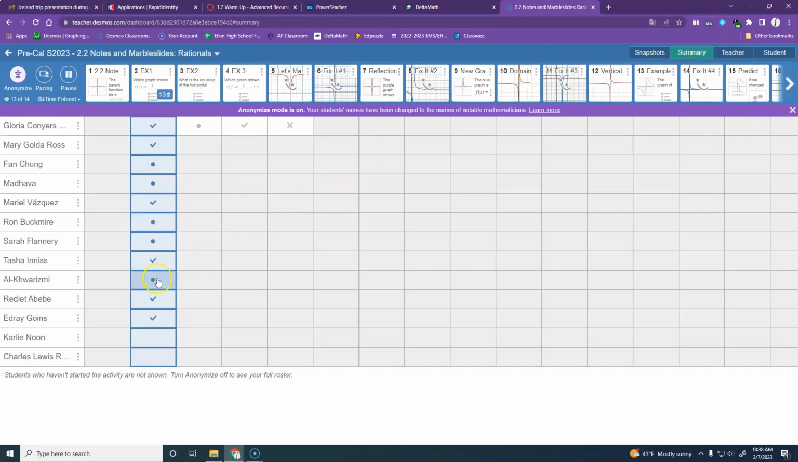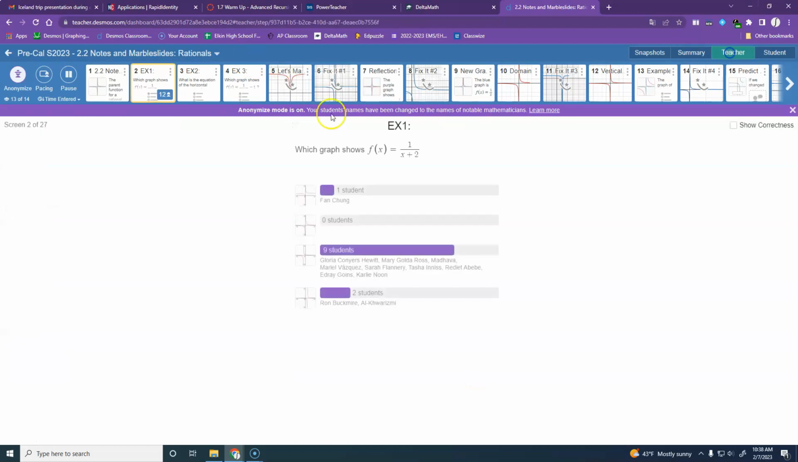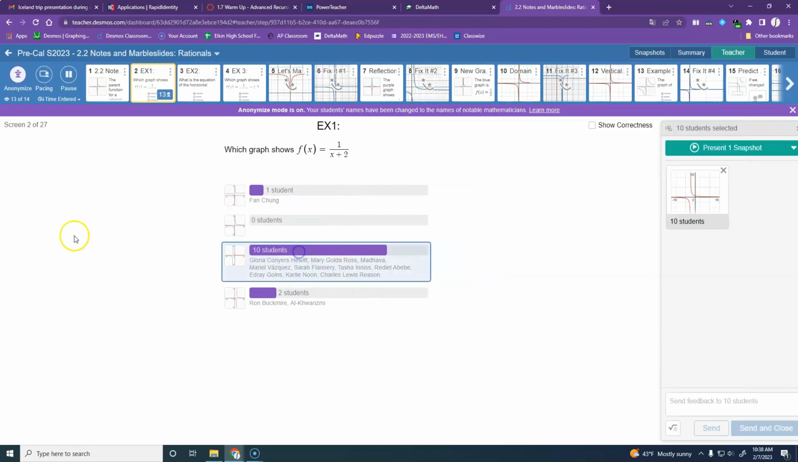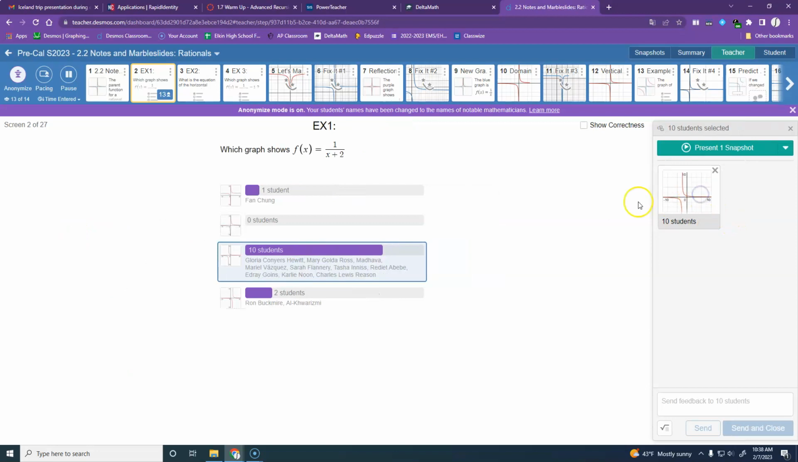Let's see how many I got. I got a couple more that need to choose an answer. So go ahead and pick something there. All right, let's look at our results. All right, so most of us picked this graph. I want to show it bigger, but it won't.